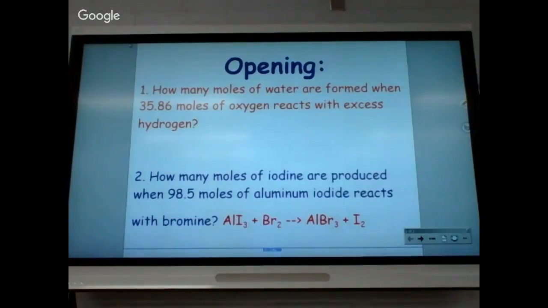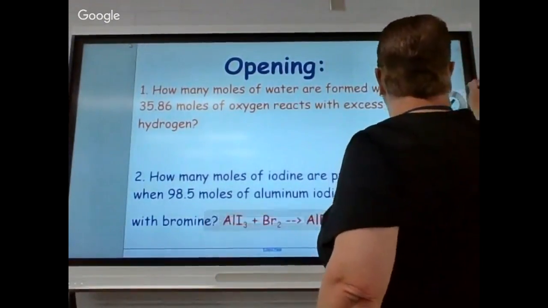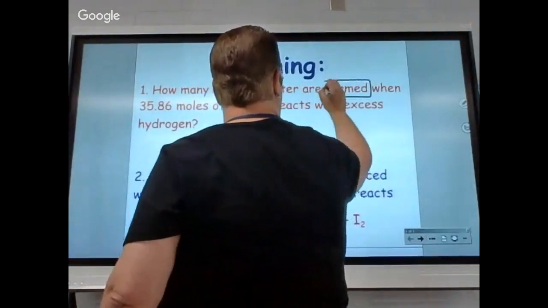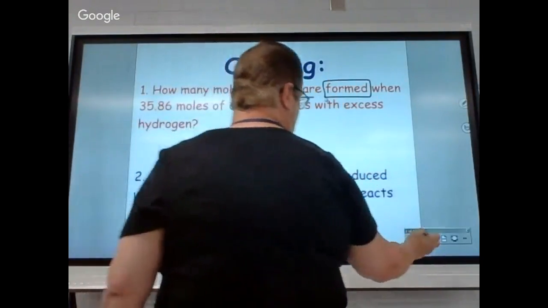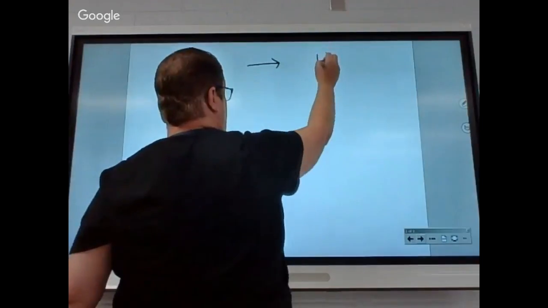All right, how about now? Yes, no? Sure? All right. So, what can you tell me we need to do in number one? Write the balanced equation, right? All right, so when you look at it, what can you tell us is formed? Okay, water is formed. So if it's formed, what side of the arrow does it have to go on? Has to be a product. All right, has to go on the right side.